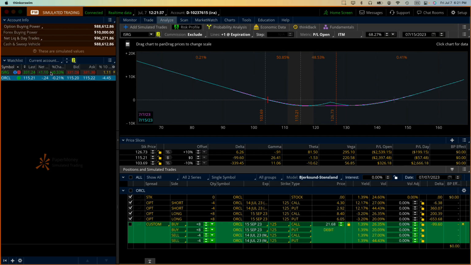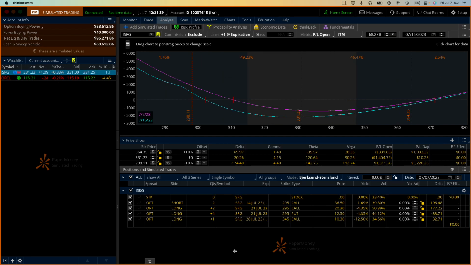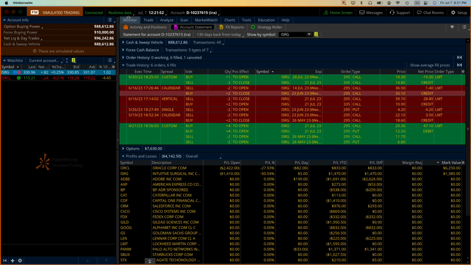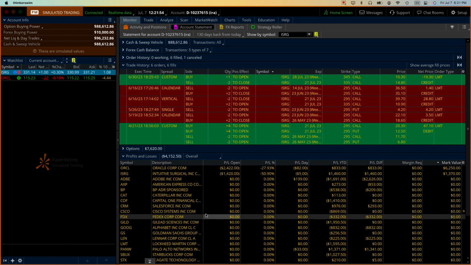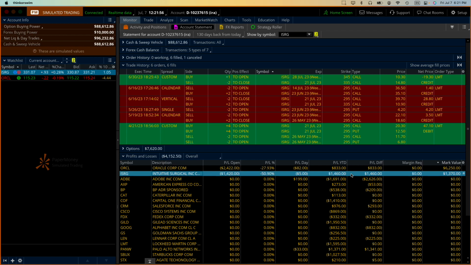And then ISRG here, in this case, we have these calls expiring, short calls on July the 14th at 295. They're way out of the money. Okay, let's see what we have on ISRG. Here is the trade. Year to date, we have money. We have made this trade.